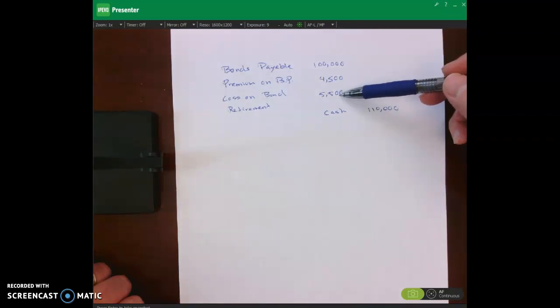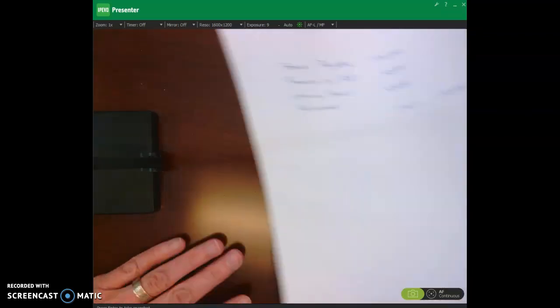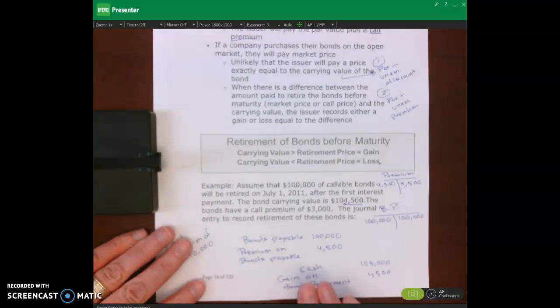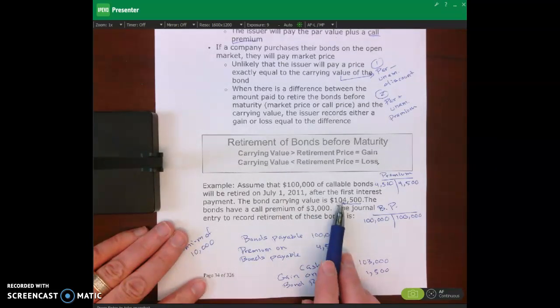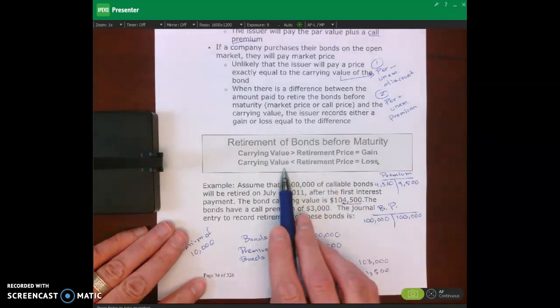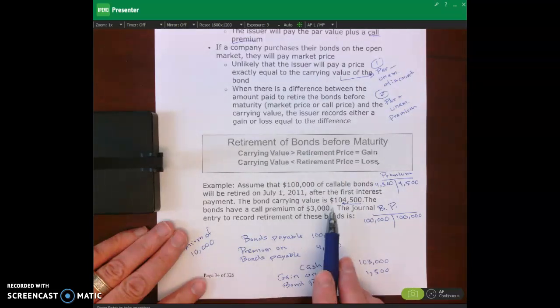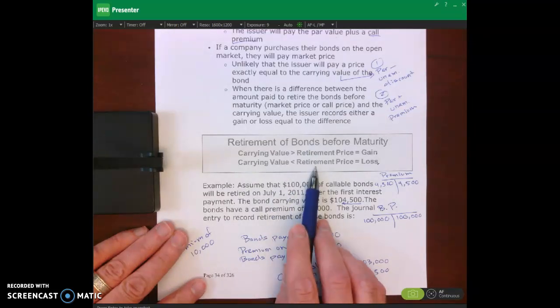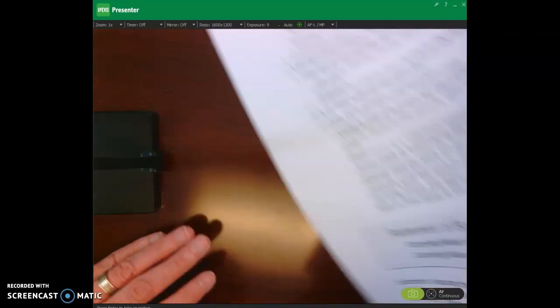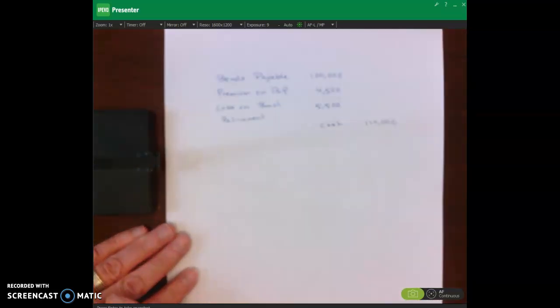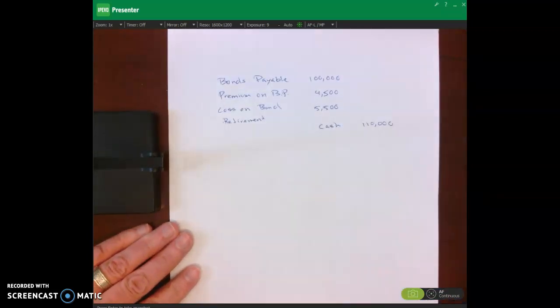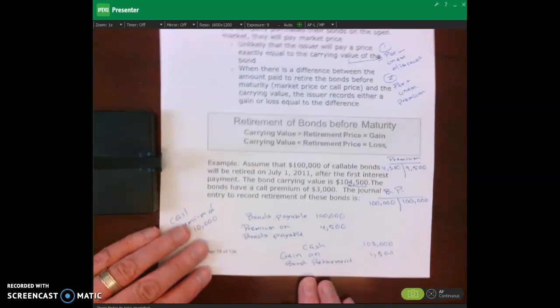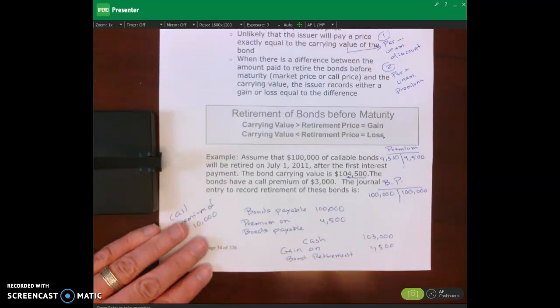But then we have the loss on the bond retirement. So if we look over here, why do we have a loss? Well, remember, the carrying value would be equal to our 104,500. The price is 110. The difference between the 110 and the 104,500 is $5,500. Carrying value is less than price. That implies a loss. That is our loss on bond retirement right there. And this is another expense on the income statement. This over here is additional revenue on the income statement, okay?